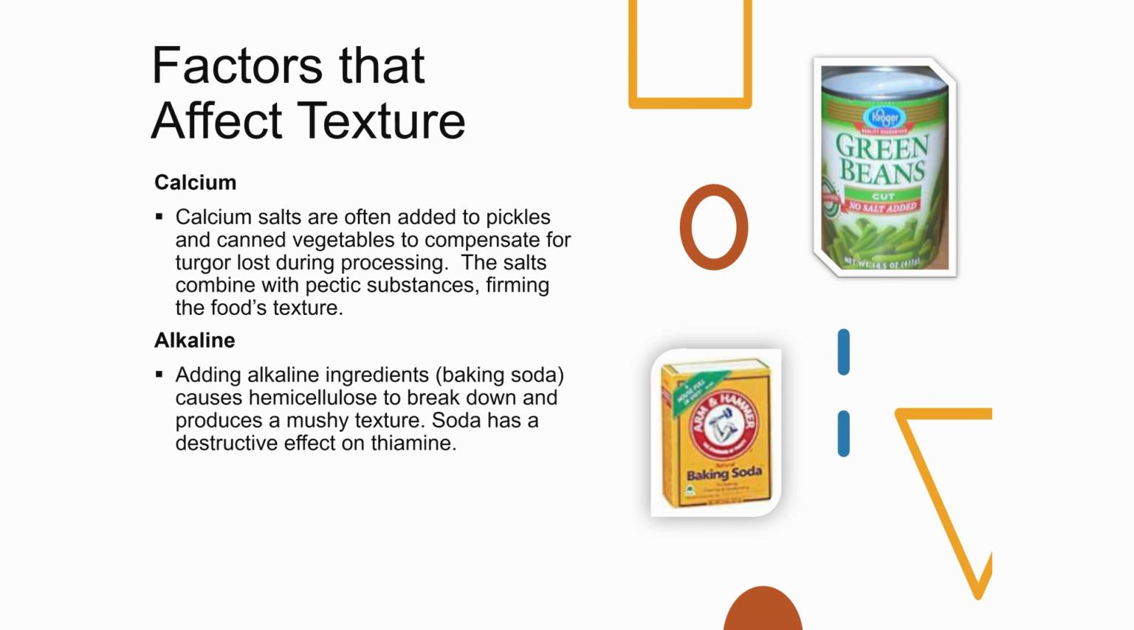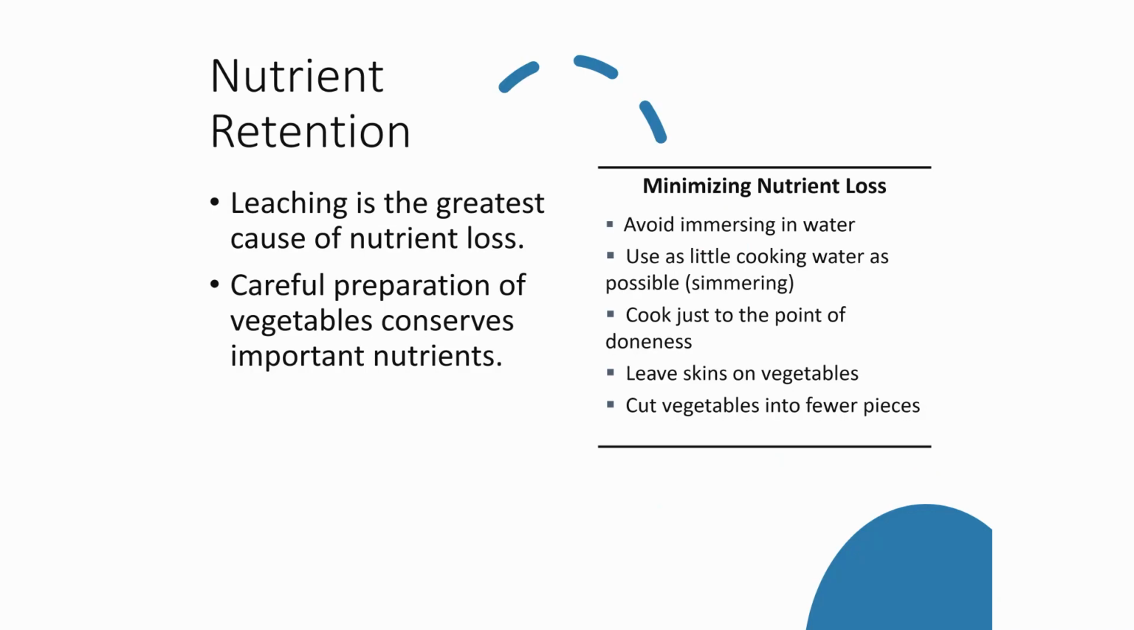So you notice back in one of the previous slides, we talked about adding a bit of baking soda when cooking broccoli, for instance, but not too much because it can produce a mushy texture. Leaching is the greatest cause of nutrient loss, and we need to be careful how we prepare the vegetables so we can conserve the nutrients. So how do you do that? We've gone over this a little bit earlier, but let's review.